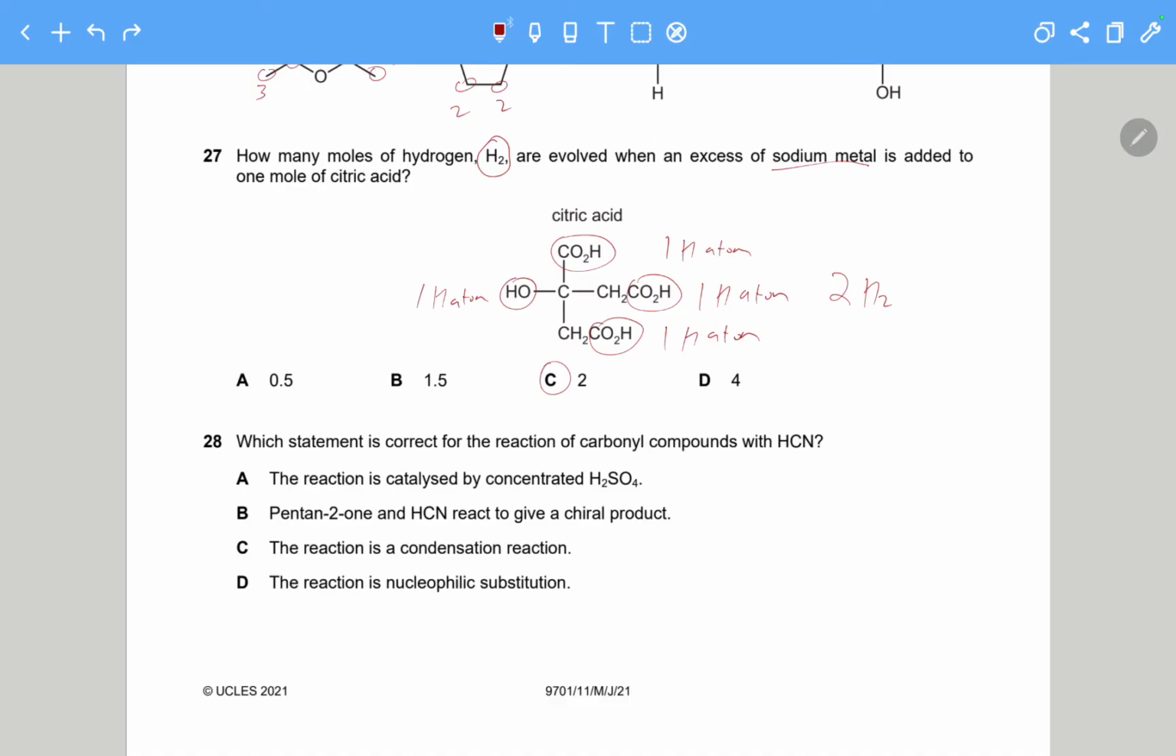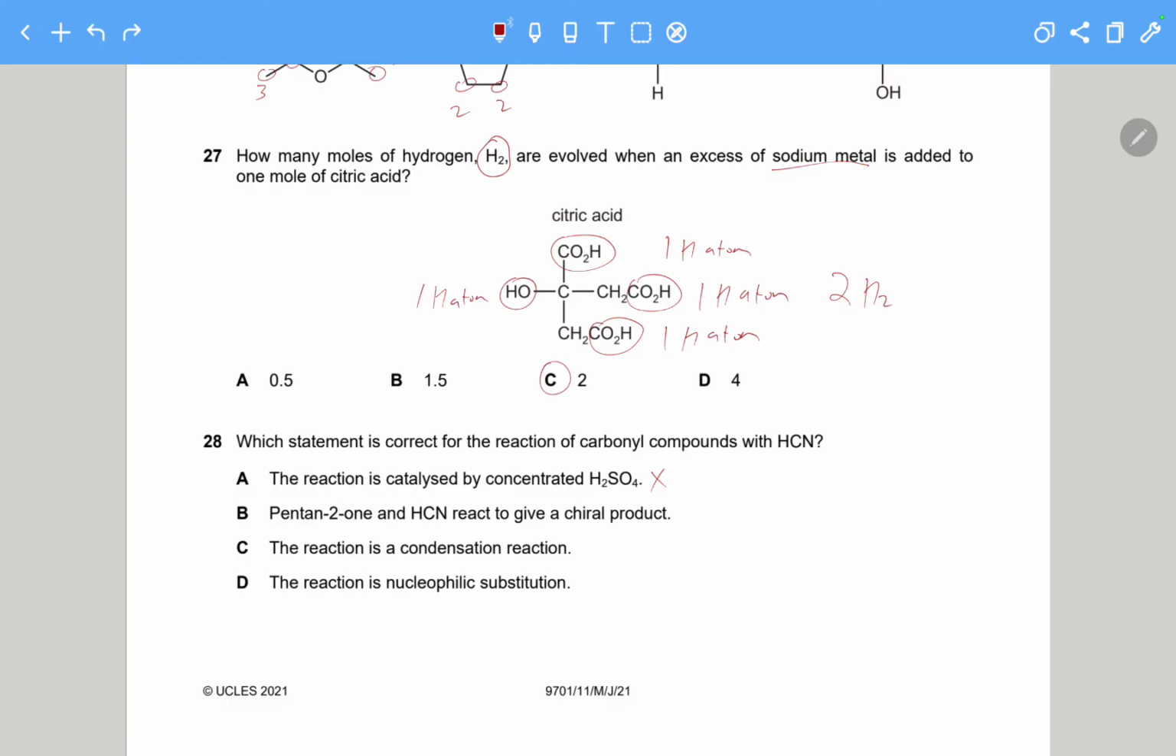Question 28. Which statement is correct for the reaction of carbonyl compounds with HCN? Now, the reaction is catalyzed by concentrated H2SO4. No, this is a nucleophilic addition reaction, remember. It is catalyzed by either NaCN or KCN, not by H2SO4. So this is wrong. Option B, pentan-2-one and HCN react to give a chiral product.